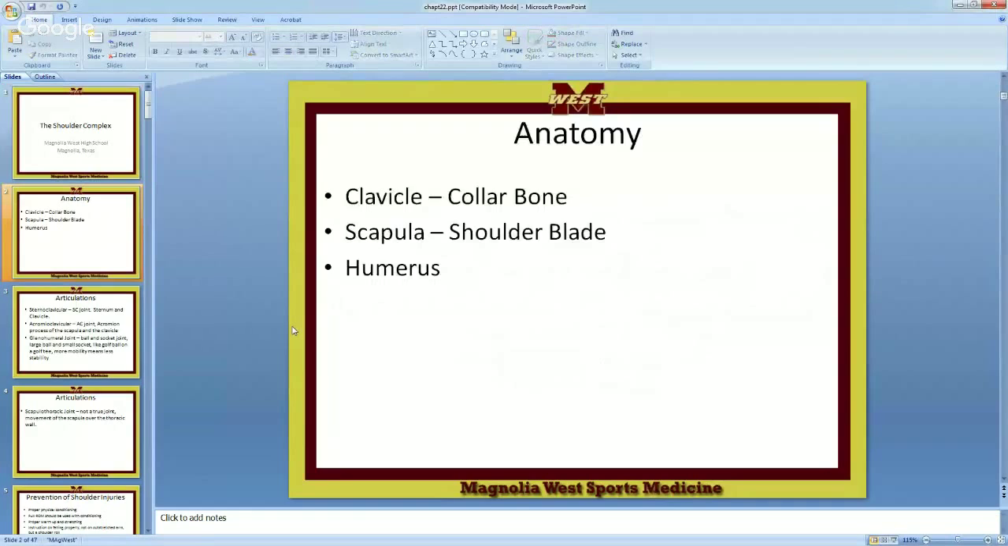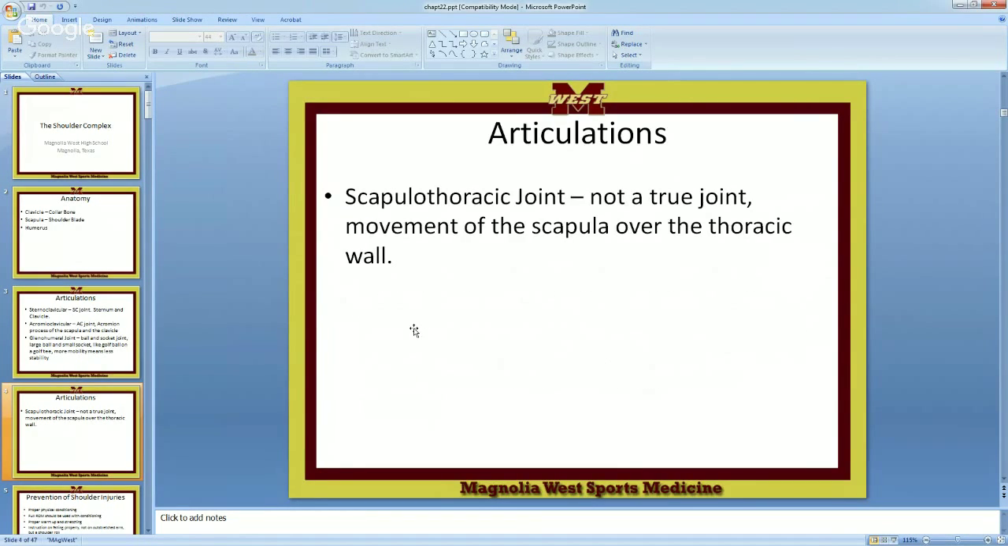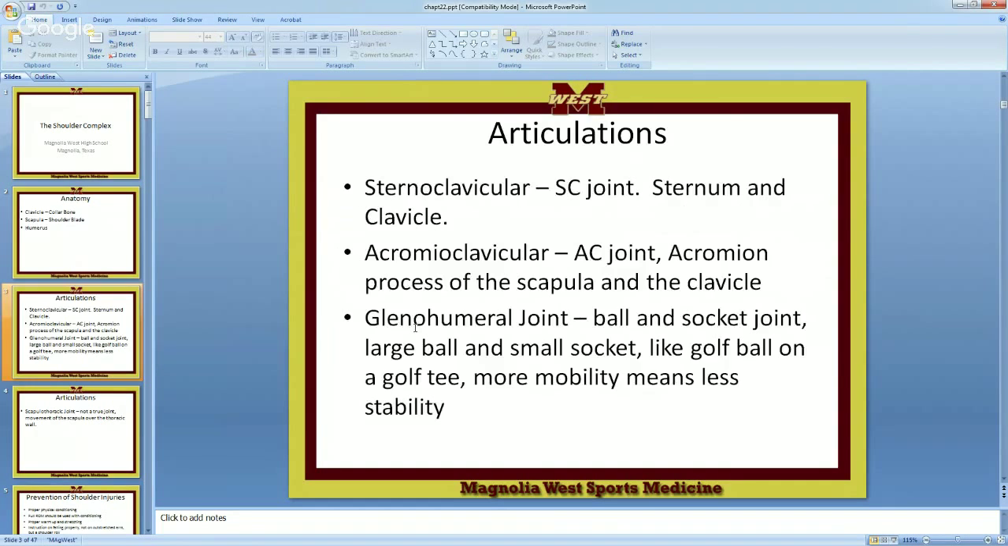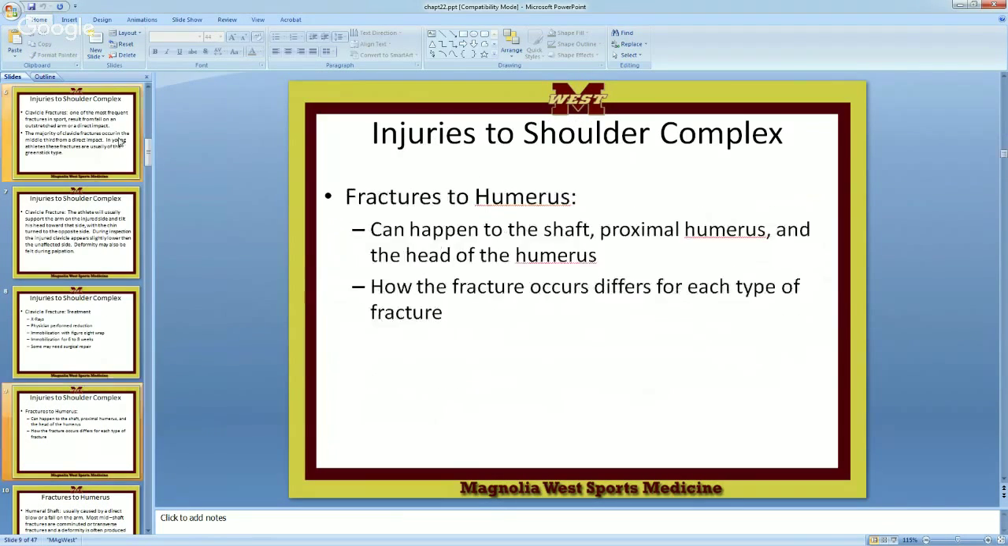Number 2, slide 2. You need to list the clavicle, scapula, and humerus, the bones of the shoulder. Slides 3 and 4, you need to know and list the 4 articulations that we have spoken about: the sternoclavicular, the acromioclavicular, the glenohumeral, and scapulothoracic. If you put AC and SC, no, that's not right. Know how to spell them. All right, so let's go down to slide 6.